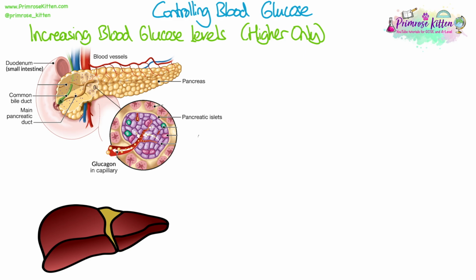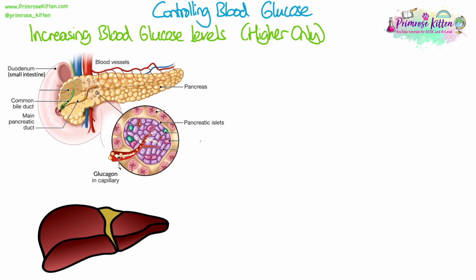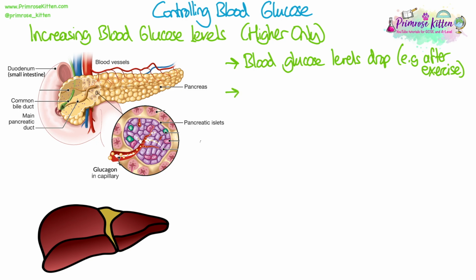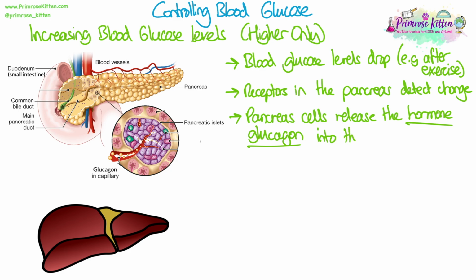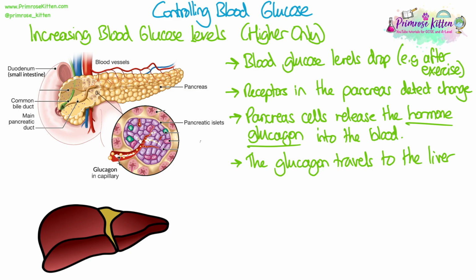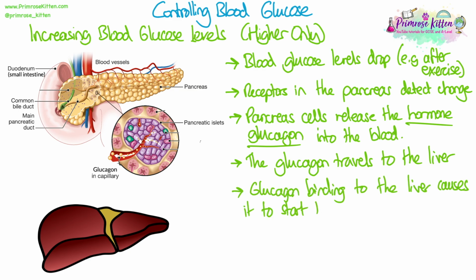Increasing blood glucose levels. Now, only really higher tier students need to be able to explain this in detail. So your blood glucose levels drop or decrease, for example, after you've done some exercise. Receptors in the pancreas will detect this change. The pancreas cells release the hormone glucagon into the bloodstream. The glucagon travels to the liver. And this time it does the opposite. So glucagon binding to the receptors on the liver cells causes them to start breaking down glycogen into glucose.